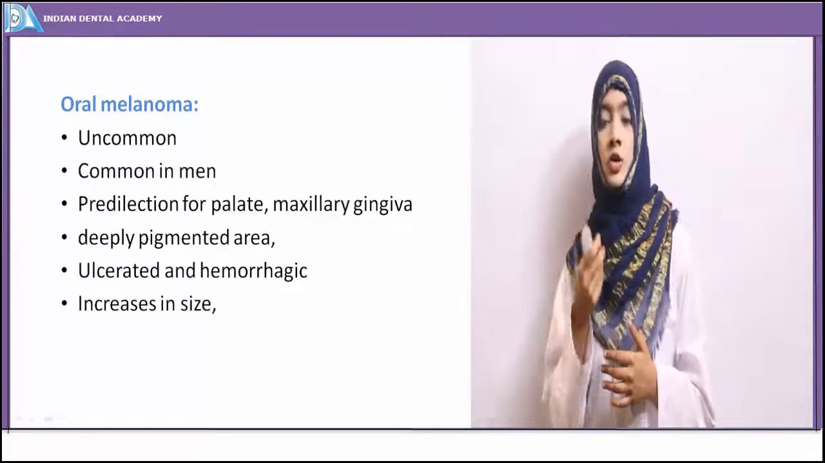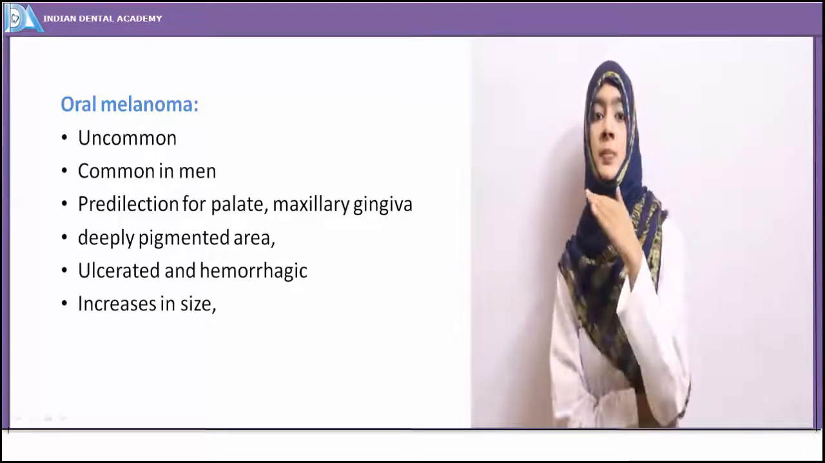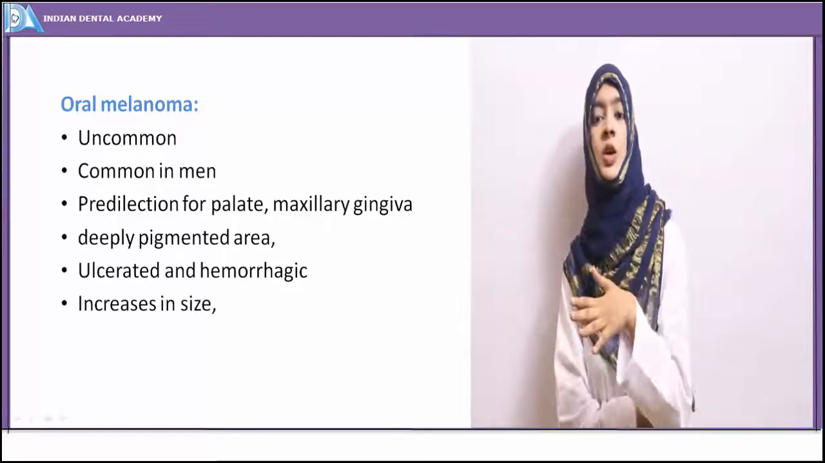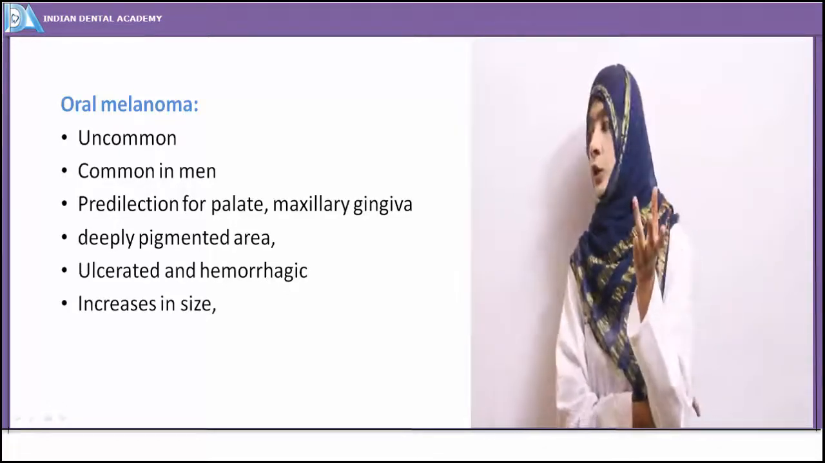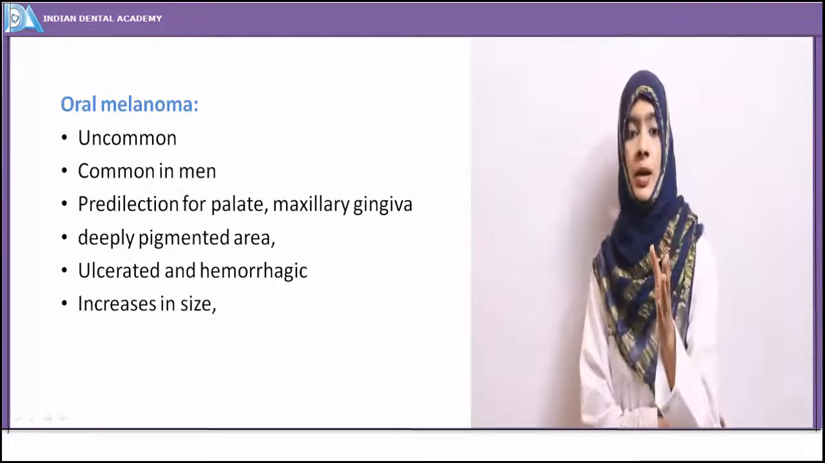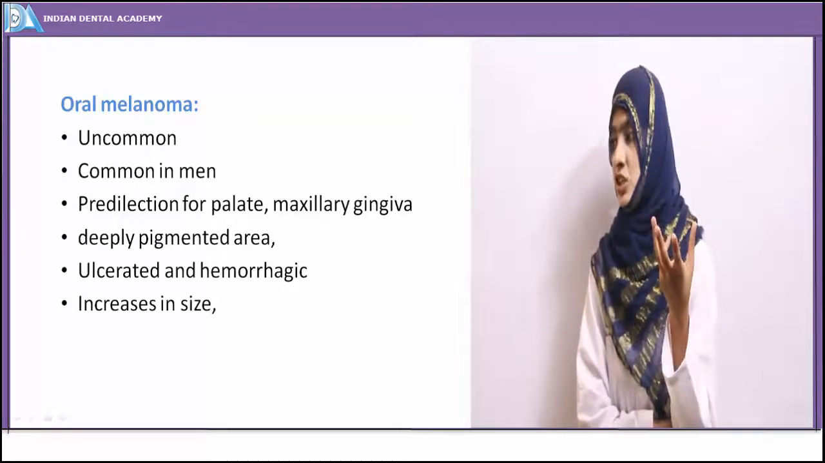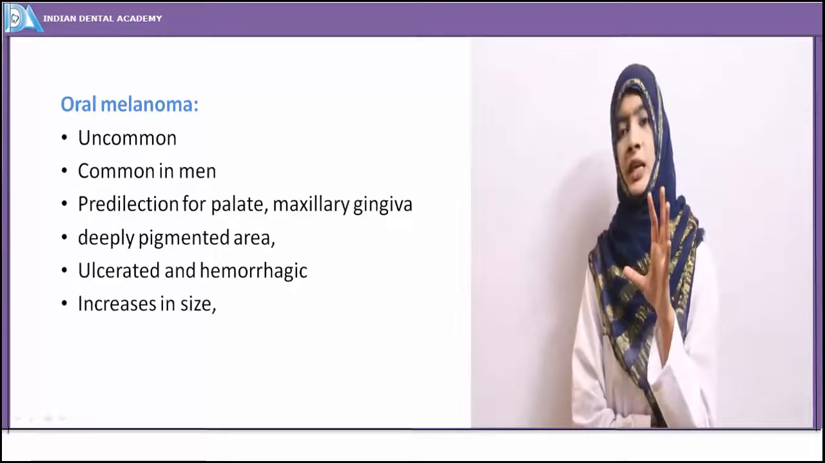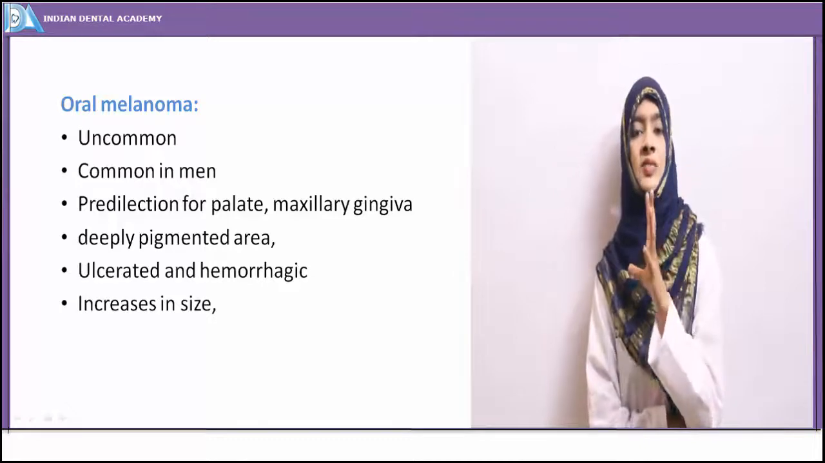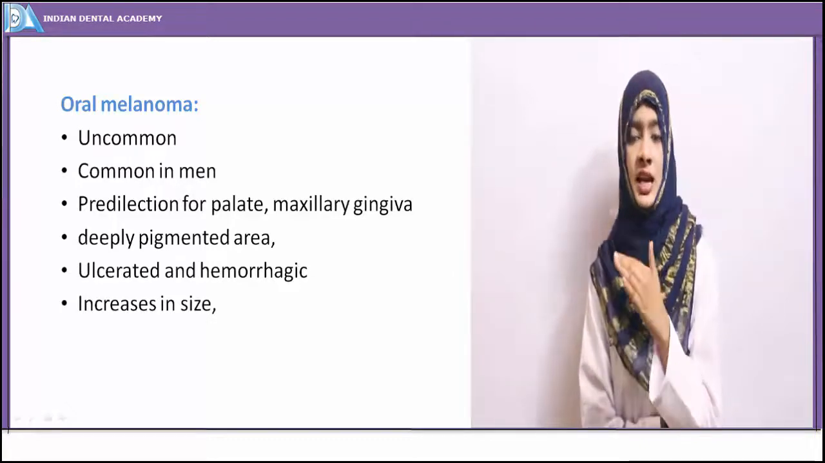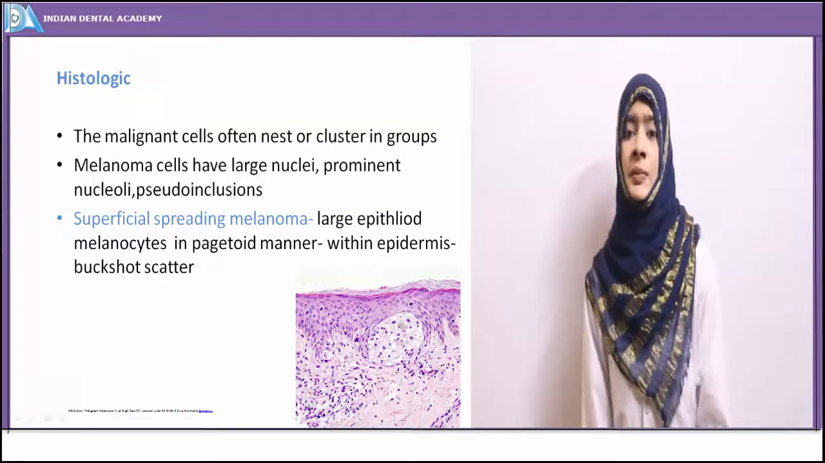So as I told you, oral melanomas are relatively uncommon in origin, or they may arise in places of congenital nevus present in the oral cavity. That region, if it shows dysplastic features, may develop into a melanoma. If oral melanomas occur, they are more common in males, seen most commonly on the hard palate or the maxillary gingiva. It appears as a deeply pigmented area, sometimes with areas of ulceration which may be raised above the surface. And melanomas tend to increase in size with increasing age. So that was the clinical picture of a malignant melanoma.